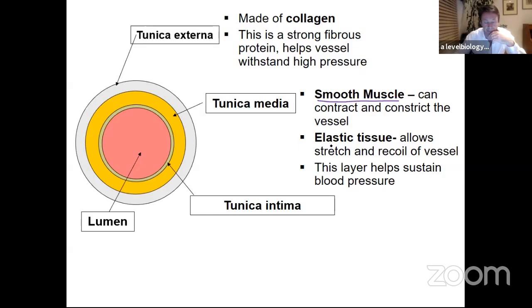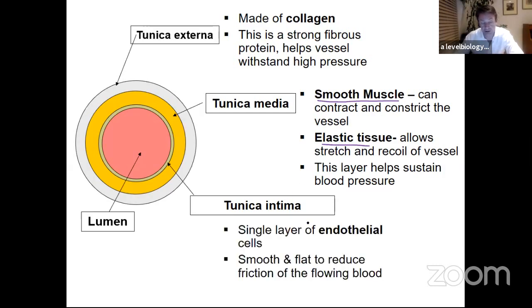from your skin. You've got elastic tissues, which allow the artery to stretch, and as it recoils back, that's going to help maintain the pressure. And then we've got tunica intima, which is a single layer of endothelial cells, which are very smooth and very flat to allow the blood to flow with less friction.